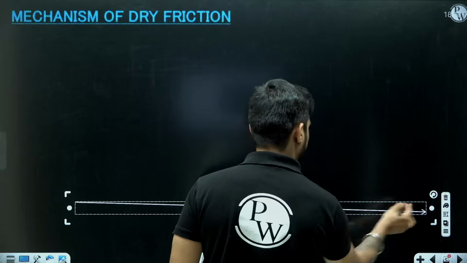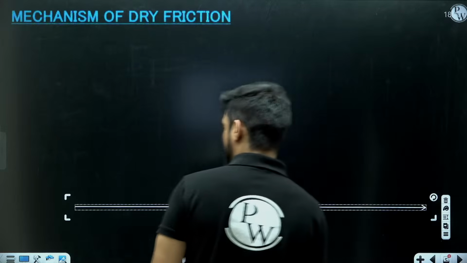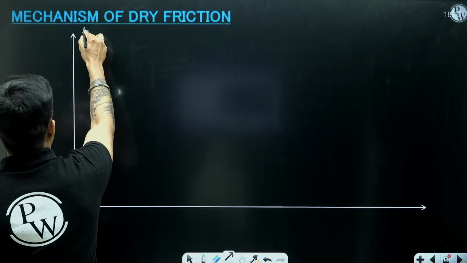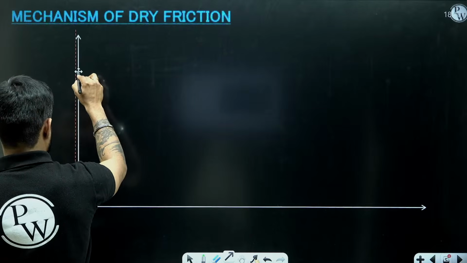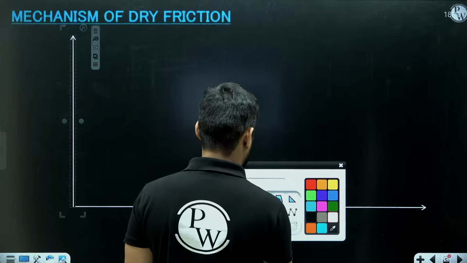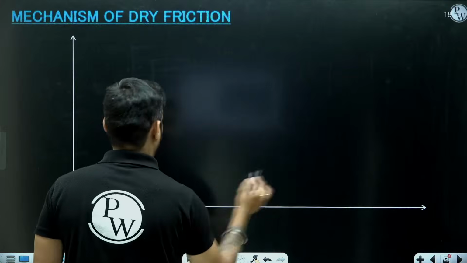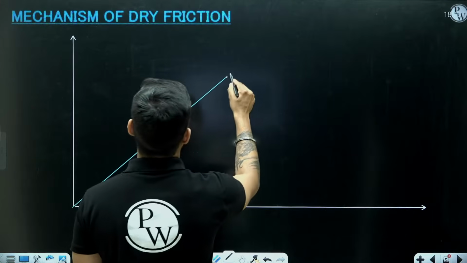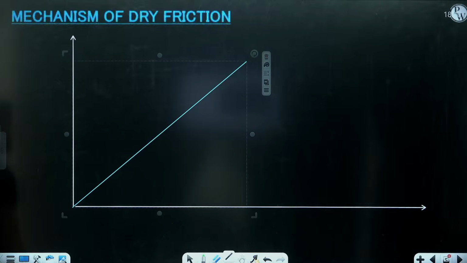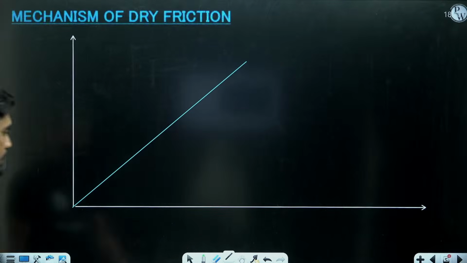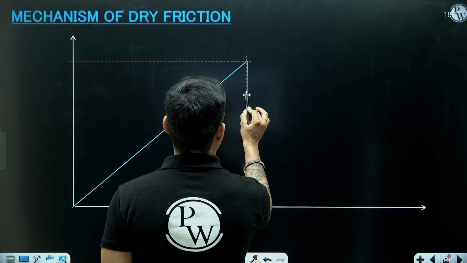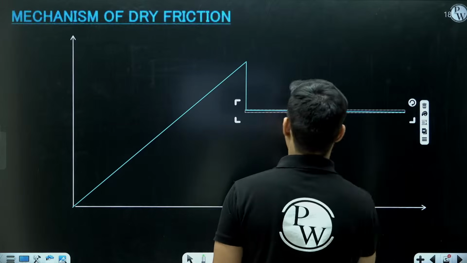We saw this graph yesterday: if you apply force on a body, initially the friction force acting between the surfaces is equal and opposite to the force, but as you keep on increasing the force, at a particular value of the force the friction becomes maximum. Then it drops and becomes constant.